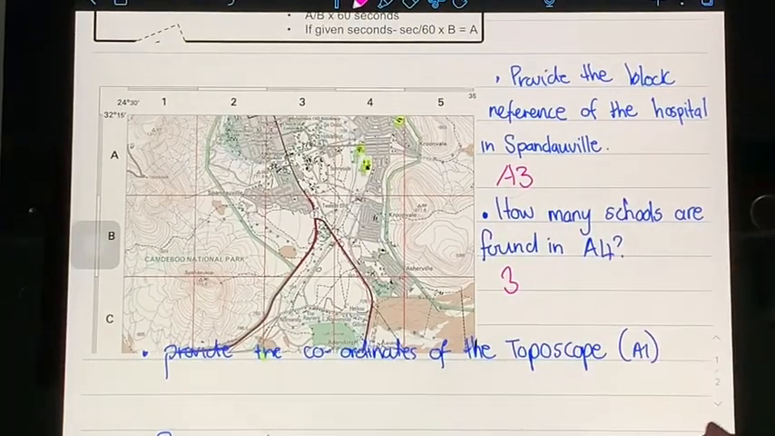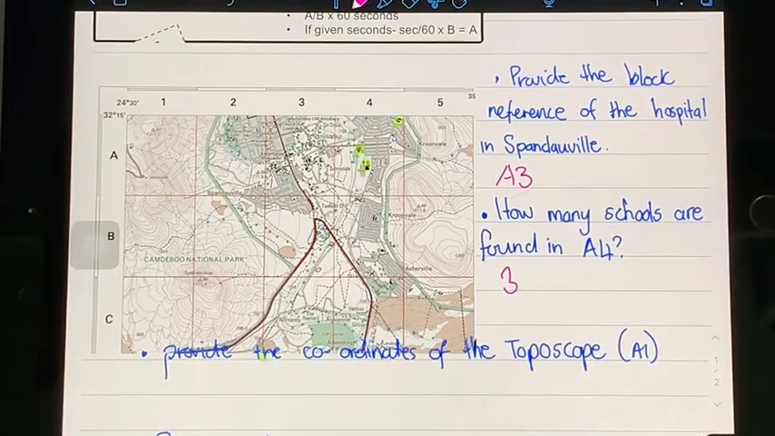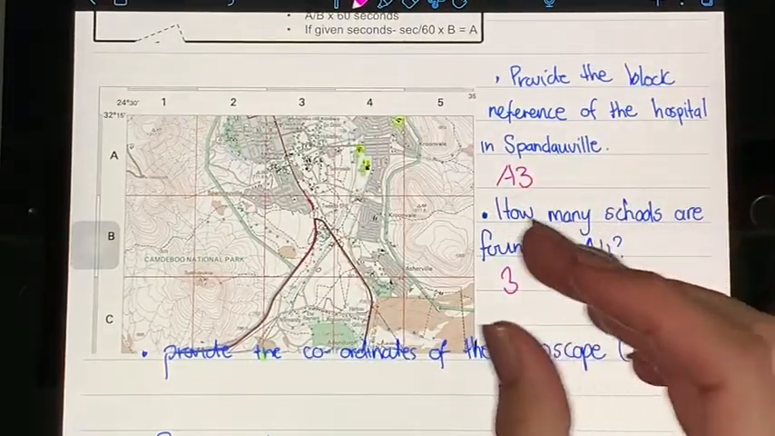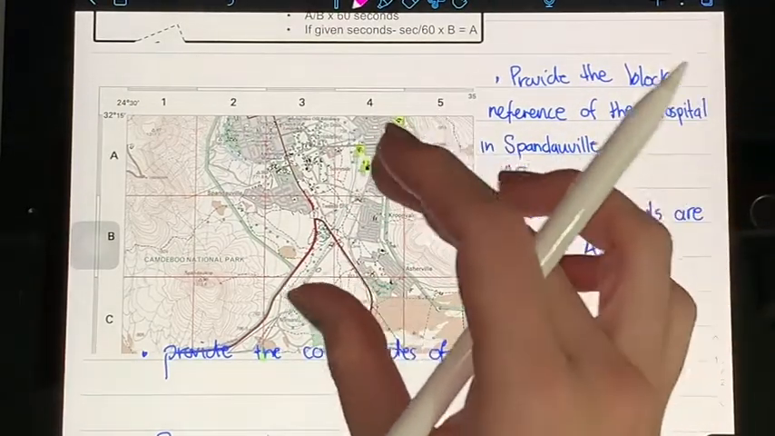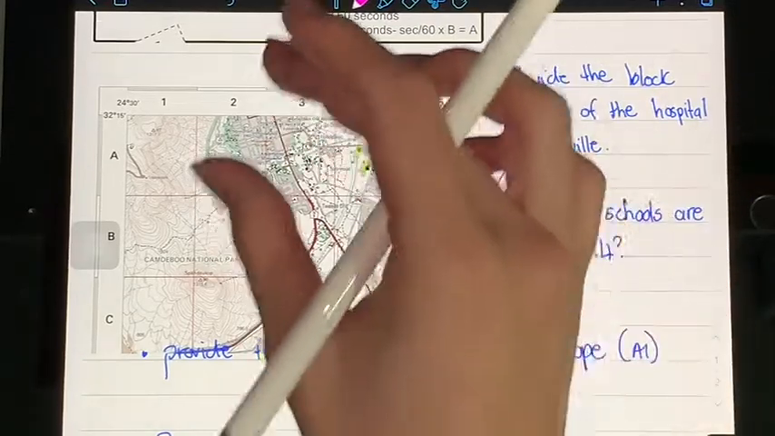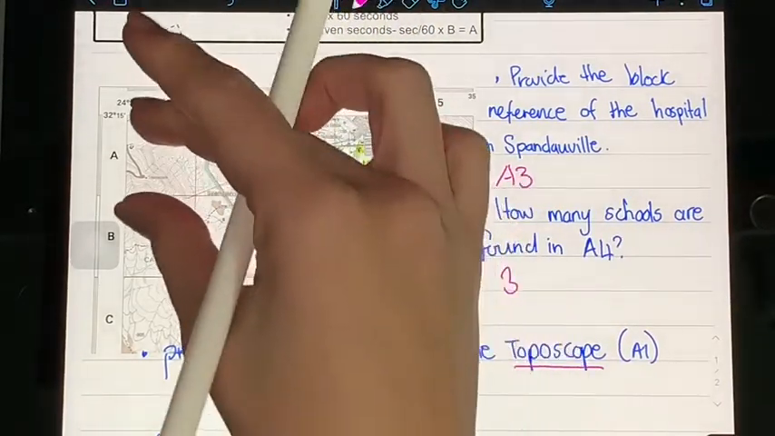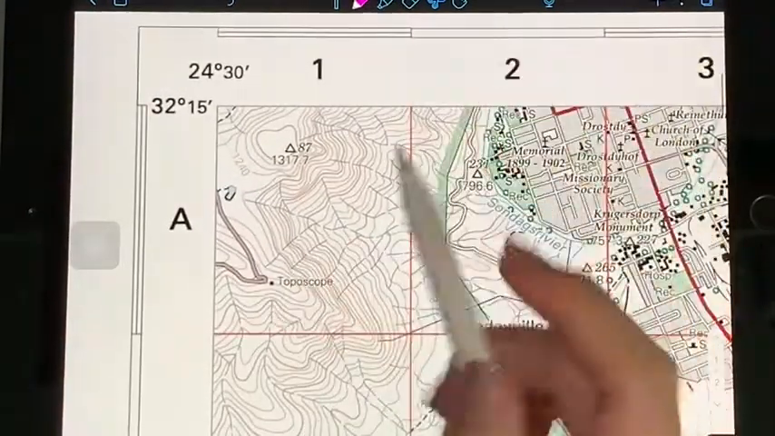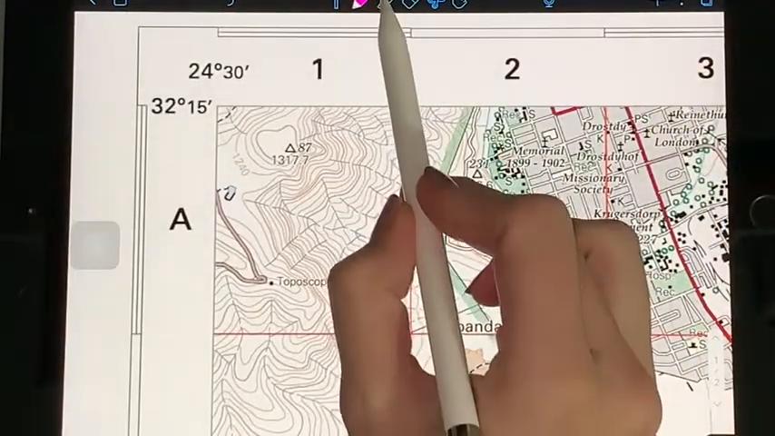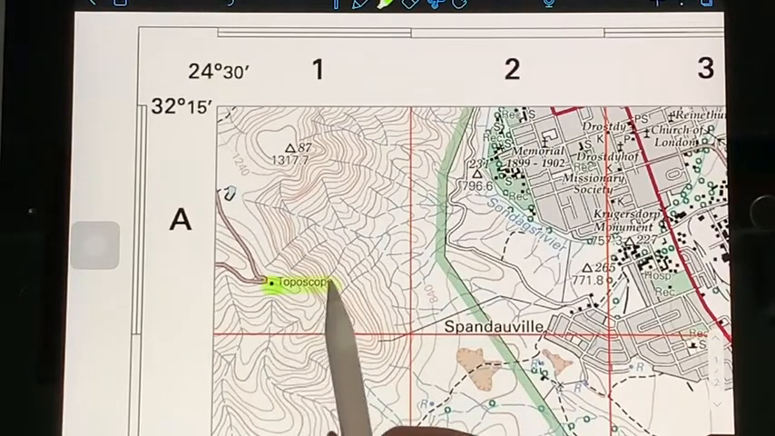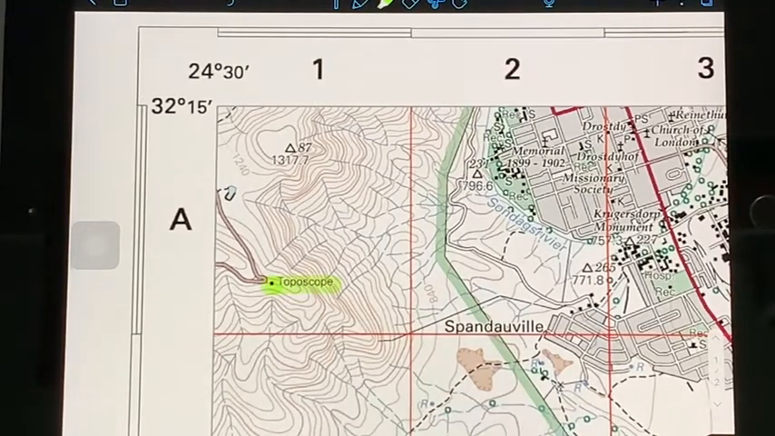Right, our next question says, provide the coordinates of the toposcope that is in A1. So now what we need to do is we're going to give the exact coordinates, which are the grid reference. And that is the degrees, minutes, and seconds for latitude and longitude. We need to find firstly our toposcope in A1. So if we go through to A1, you will see that the toposcope is this little feature here, and it is labeled toposcope.